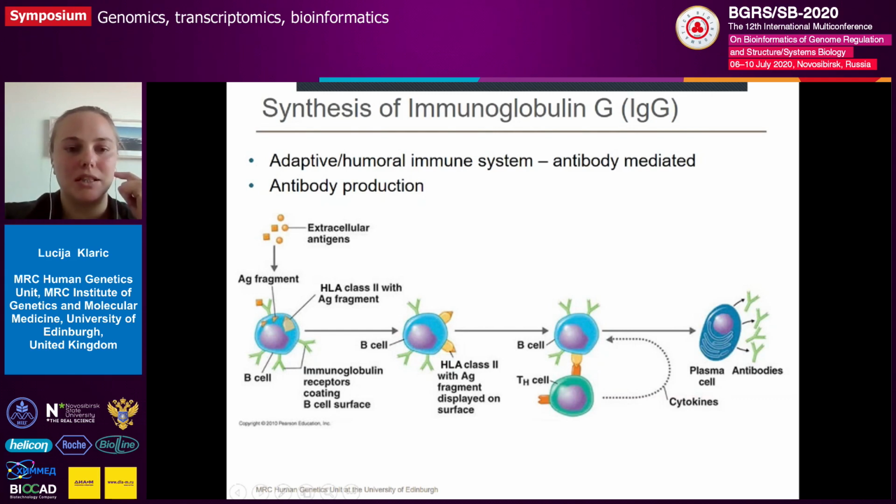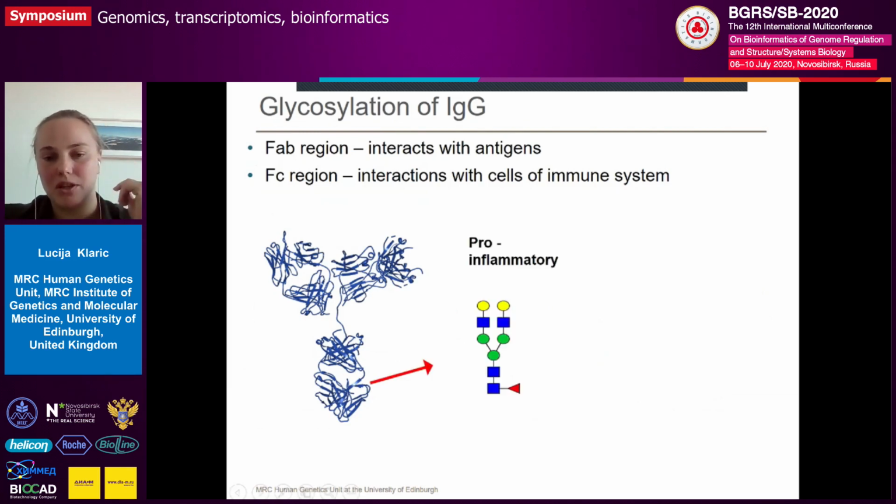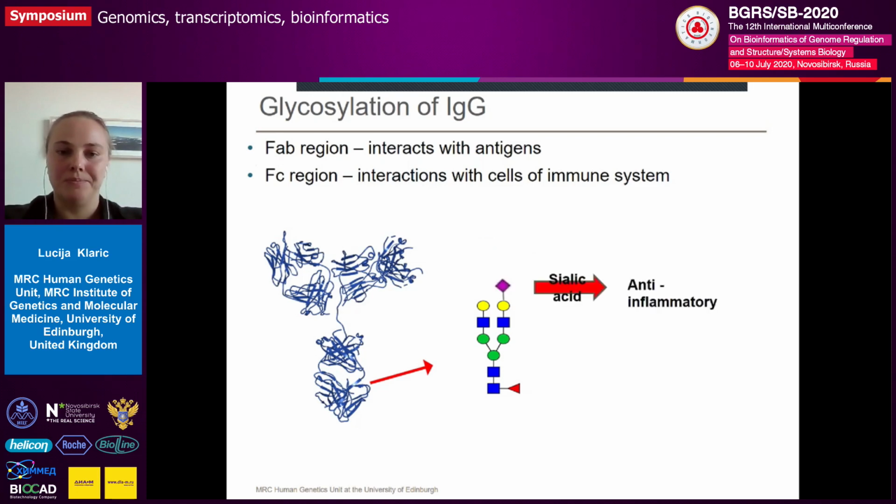Immunoglobulin G itself is this interesting molecule that has two regions: an upper region, the FAB, that interacts with antigens, and the FC region that interacts with the cells of the immune system. And interestingly, there are glycans attached, especially to this FC region, and depending on which glycans there are, the response can be either pro-inflammatory, or if you add sialic acid, the response is more anti-inflammatory, or if you remove core fucose, a specific response, antibody-dependent cellular cytotoxicity, is started.